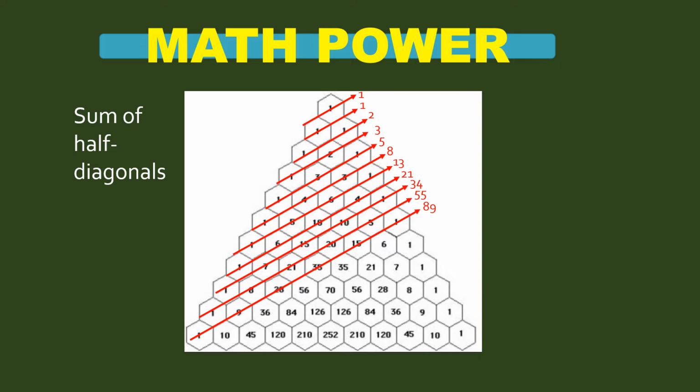If you take the sum of half diagonals, you will have numbers like 1, 1, 2, 3, 5, 8, and so on. And this is a Fibonacci sequence. If you remember, Fibonacci sequence is a number that is a sum of two numbers preceding it. So let's say 1 plus 1 equals 2, 1 plus 2 equals 3, 2 plus 3 equals 5, 3 plus 5 equals 8, 5 plus 8 is 13, 8 plus 13 is 21, and the pattern continues.